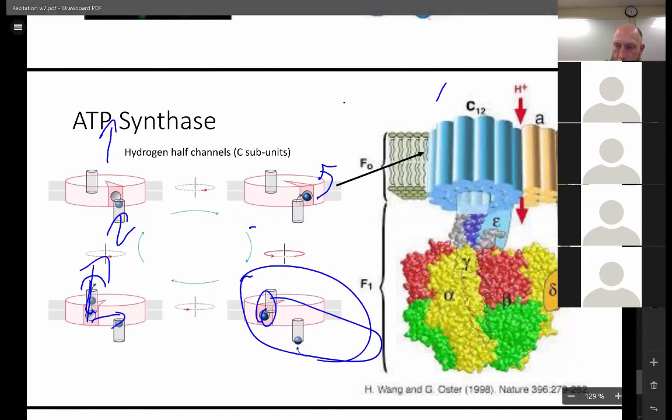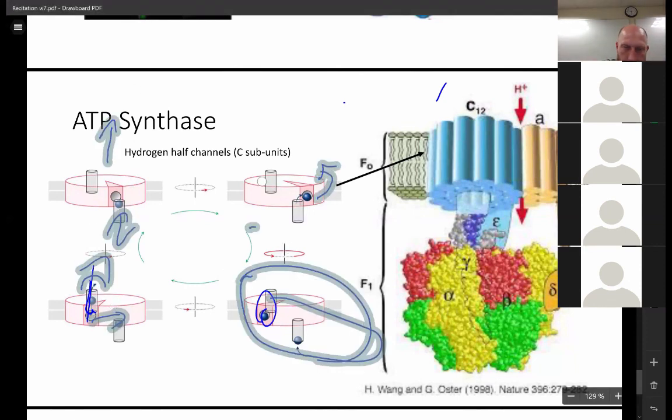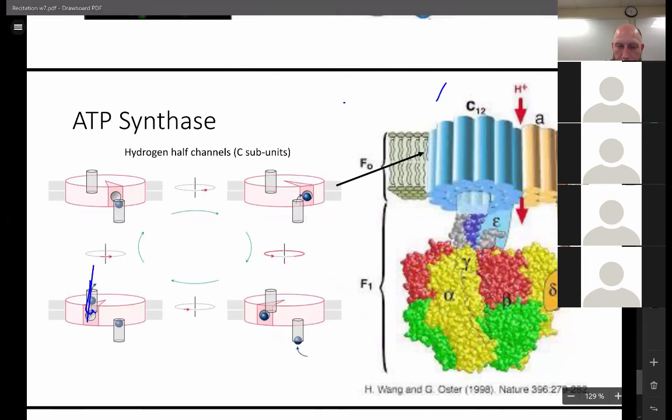Sorry, see, everybody makes mistakes. You just got to admit them. And so the point is that you're using the hydrogens that you pumped across the membrane to help facilitate this rotation of the C subunit that then causes the rotation within the motor domain.